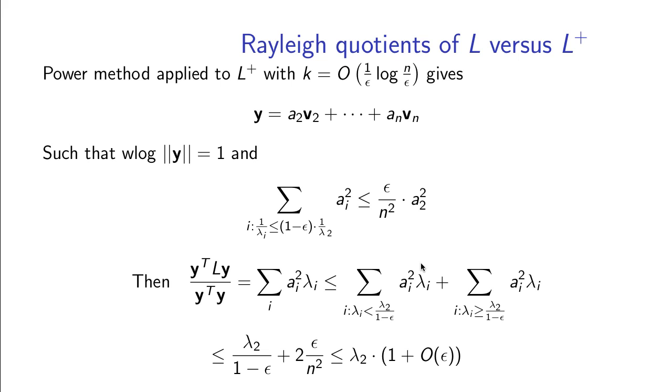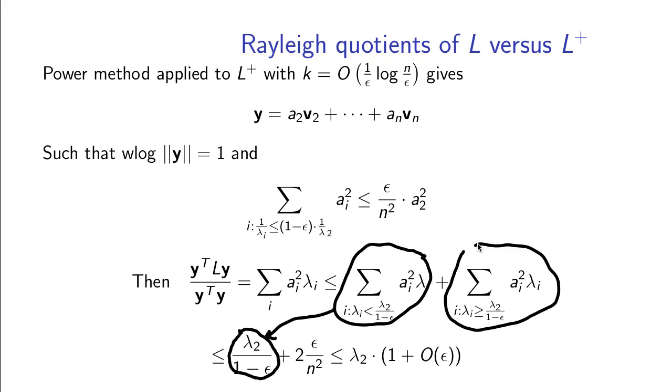So when it comes to this part, each of those lambda i's is at most lambda 2 divided by 1 minus epsilon, and then the summation of the a_i squared is at most 1, because the summation of all the a_i squared is 1. So this part is at most this part. Now let's look at this part. Well, each of those lambda i's is going to be at most 2. This is true for each of the eigenvalues of the Laplacian.